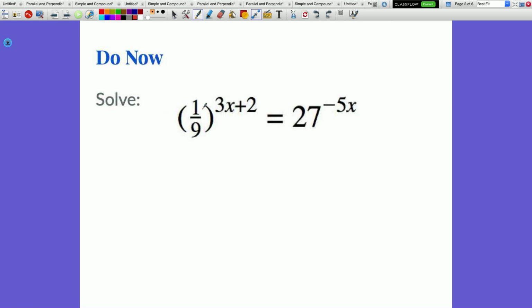So I've got to think, can I rewrite 1/9 and 27 with the same base? And I can. I can rewrite the 1/9 as 3 to the negative 2, because 3 to the negative 2 would be the same as 1 over 3 squared, and 3 squared is 9. So 3 to the negative 2 is equal to 1/9. Let's keep the rest of that exponent. And then 27, that is 3 cubed to the negative 5x. So rewrite with same base.